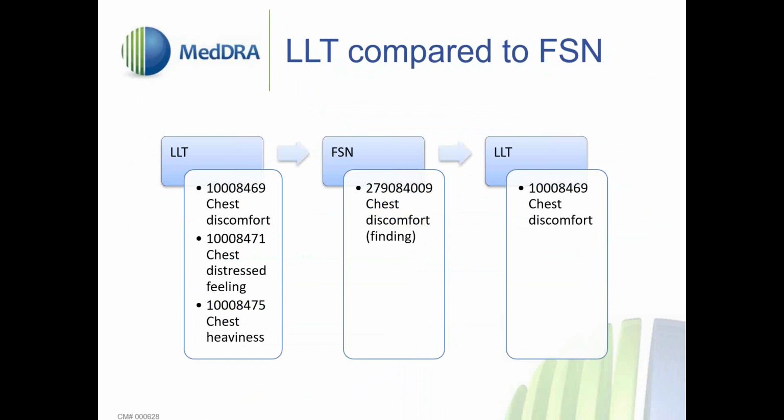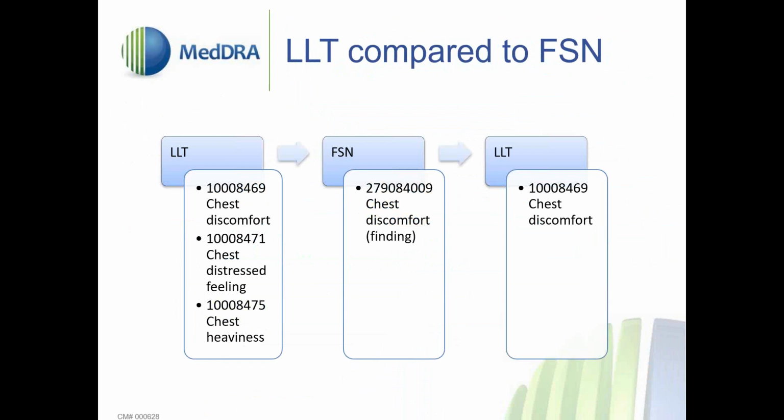As I mentioned before, LLTs were mapped to FSNs, oftentimes utilizing synonyms to figure out which FSN was the most suitable map. Because of this, you will see that there is a difference in the number of MedDRA to SNOMED maps versus SNOMED to MedDRA maps. And this is a slide to help illustrate why that has occurred.